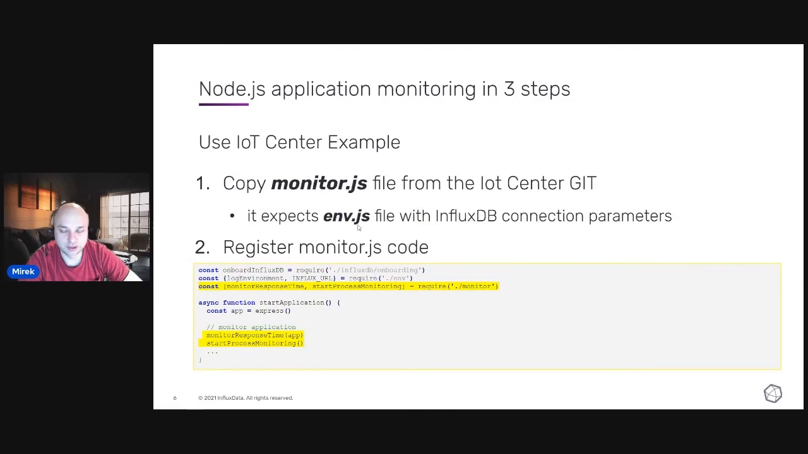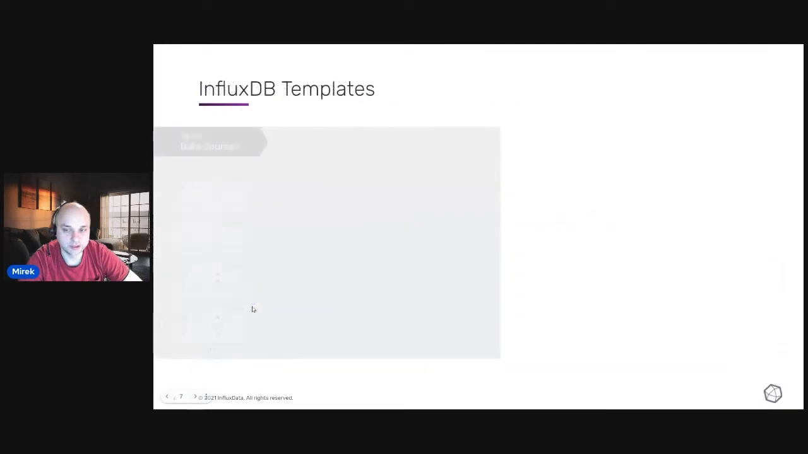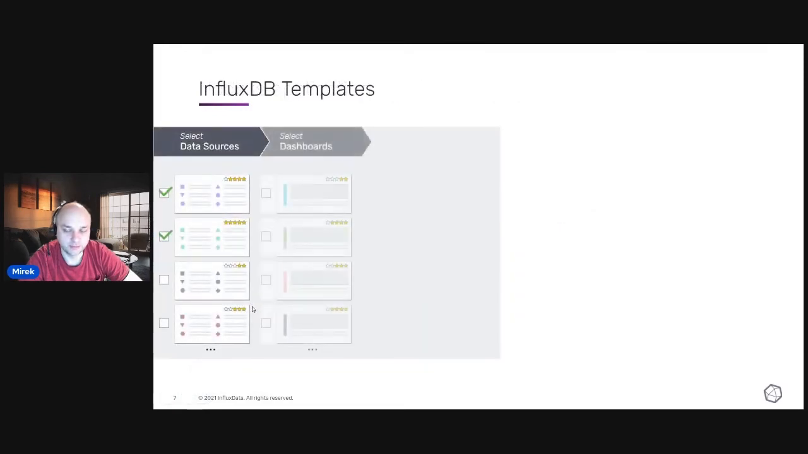It's the same code as what we did in the installation of IoT Center, so it can use environment variables to override the values. Then in your application, if you want to use this monitoring, you only need to add this import from the monitor, and then in the start application function, add the monitor response time and process monitoring. That's all. So only 3 rows of code and 2 files is good enough to do something that you will see in a few minutes.